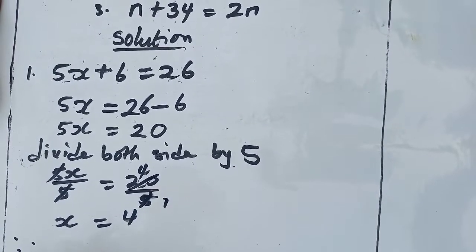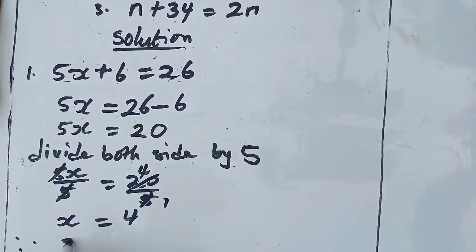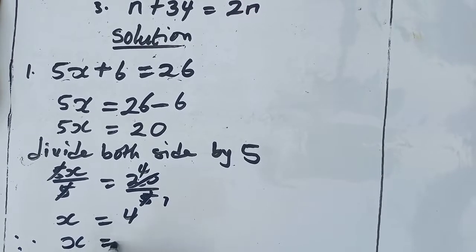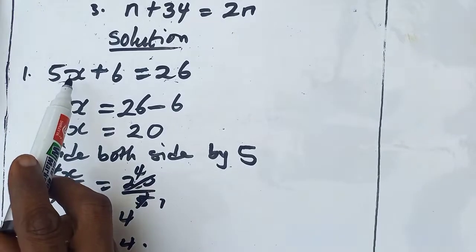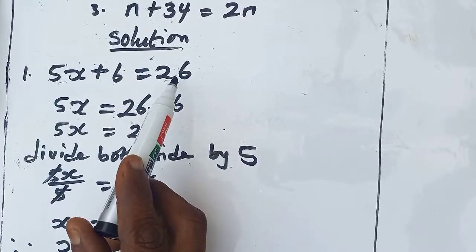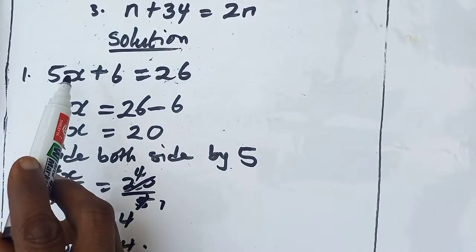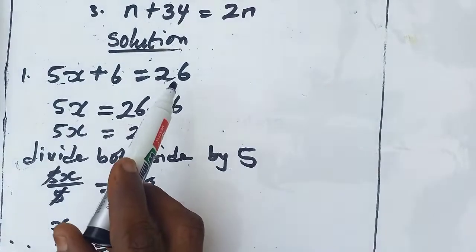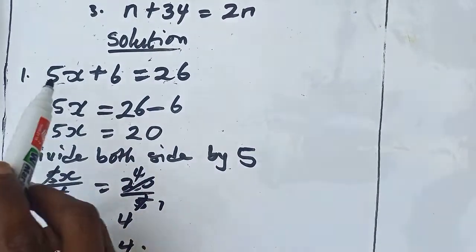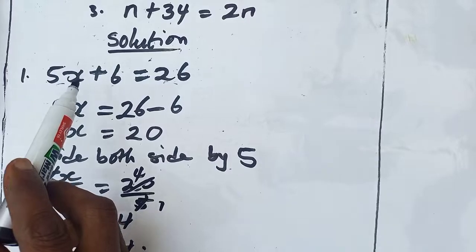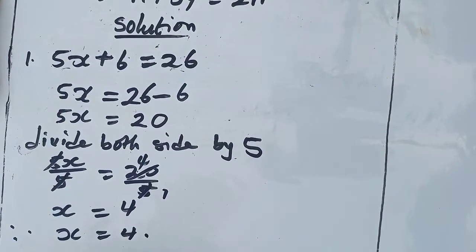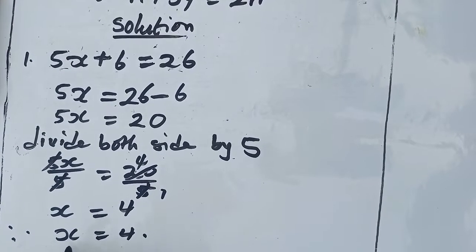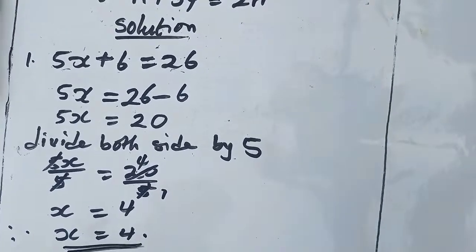So therefore, our x is equal to 4. So if you substitute the value of 4 into this equation, 5x plus 6, it will give us 26. If it's not giving us 26, that means our x is not correct. It has to equal 26 if you put the value of x. So we can always check back to know if our solution is correct or not. So therefore, in this question, our x equals 4.